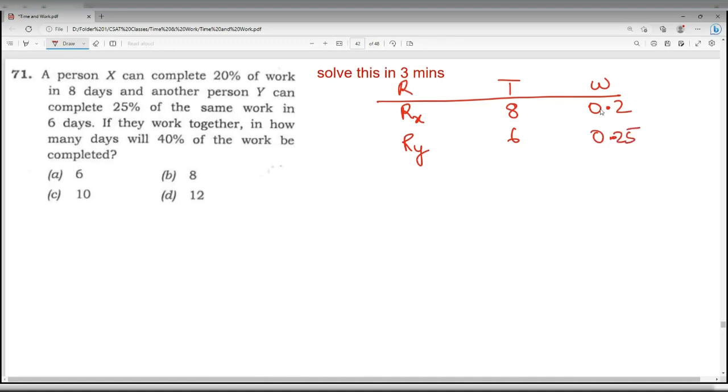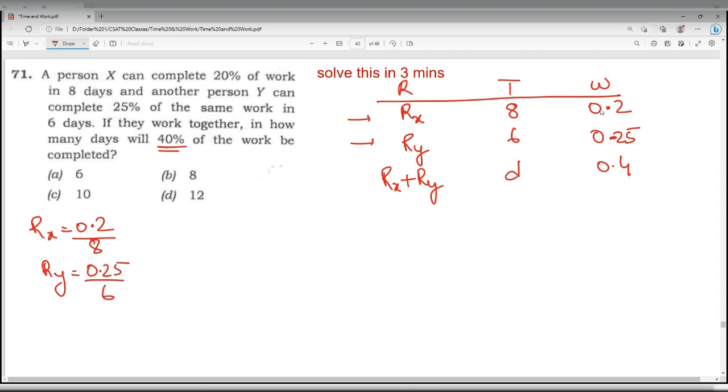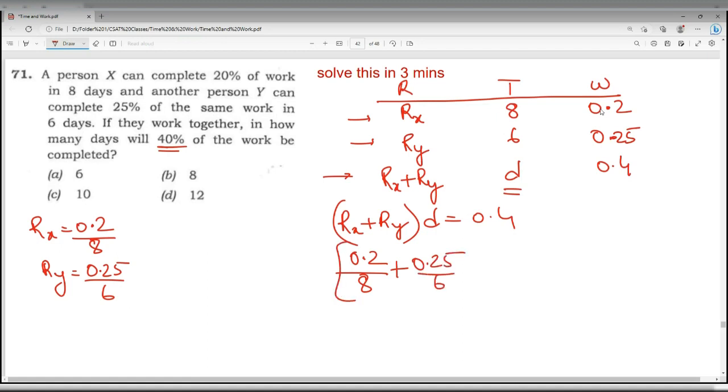It is 25%. If they work together, RX plus RY, and they have to complete not one whole work. They're asking how many days will they take to complete 40% of the work. That is 0.4. So from this and this, we have RX is equal to 0.2 by 8, and RY is equal to 0.25 by 6. So I just keep it like this. I won't simplify it. And then I have to find out from this equation what D is. So we have RX plus RY into D is equal to 0.4. And RX is 0.2 divided by 8 plus RY is 0.25 divided by 6, into D is equal to 0.4.